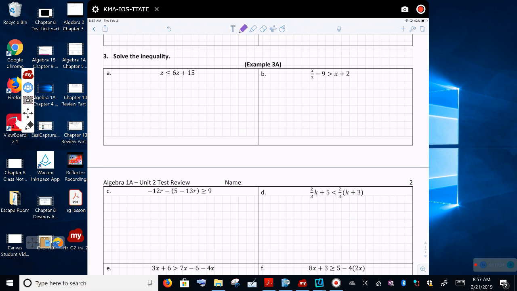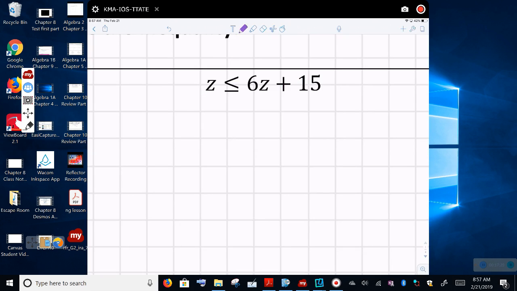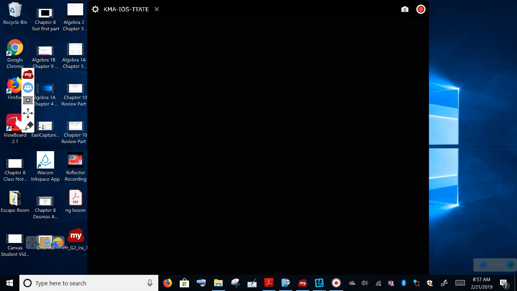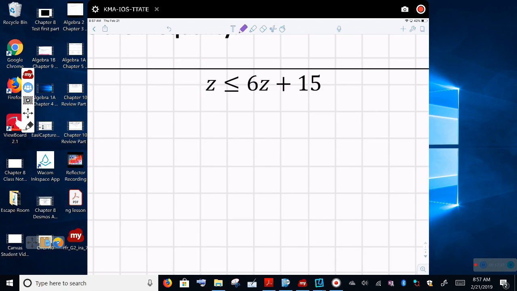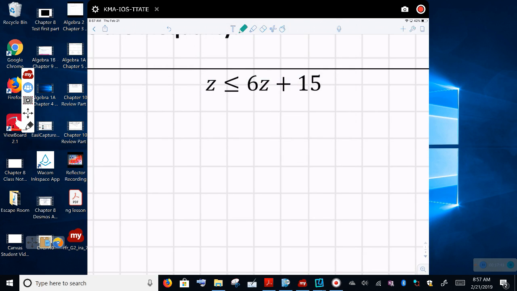Alright, let's look at 3a. I want what by itself? Z. Okay? I do have a z by itself on the left, but really there's a 6z on the right, so I've got to move that over to the left. Okay? I am just going to subtract 6z from both sides.